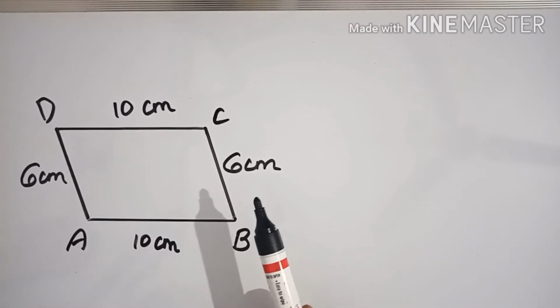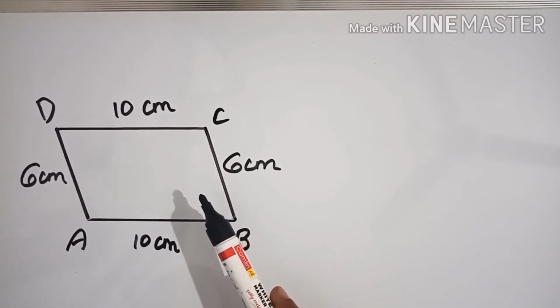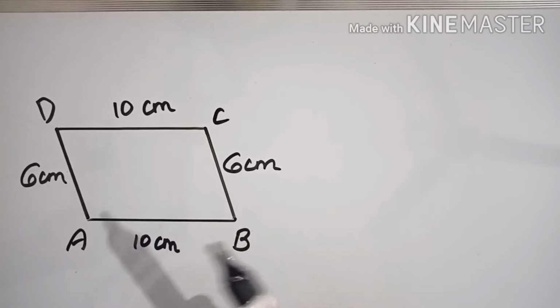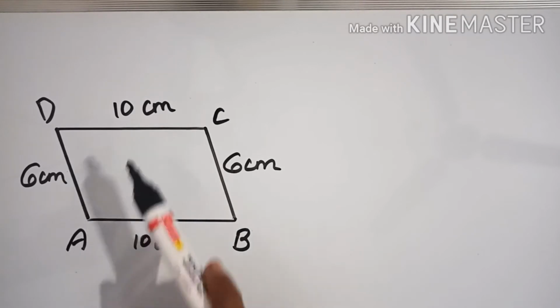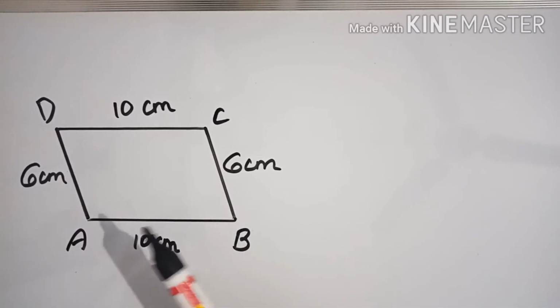So we need to prove that this quadrilateral is a parallelogram. Here it is not given that these two are parallel or anything like that. The only thing given is that for a quadrilateral, if both pairs of opposite sides are equal, then it is a parallelogram. That is what we need to prove here.